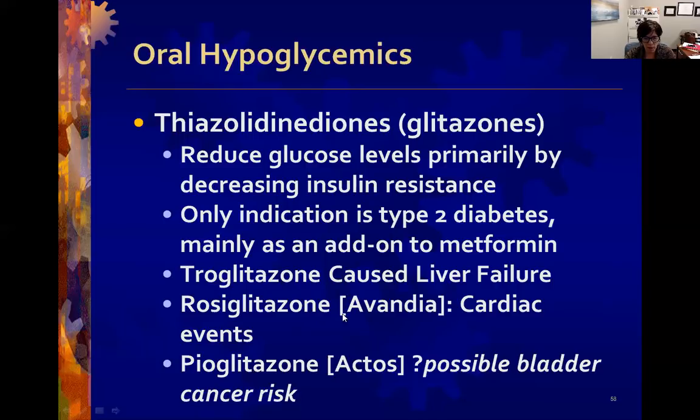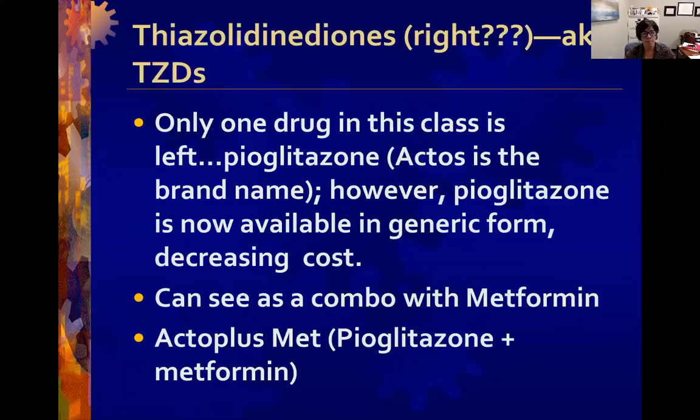These are off the market because troglitazone caused liver failure and rosiglitazone caused cardiac events. Pioglitazone is still around, but it has a possible risk for bladder cancer. So why would you use it if you have 10 other classes of meds? So again, the only one left in this class is pioglitazone. Actos is the brand name. Usually you see it in combo, so again, that's why I put pioglitazone with metformin.